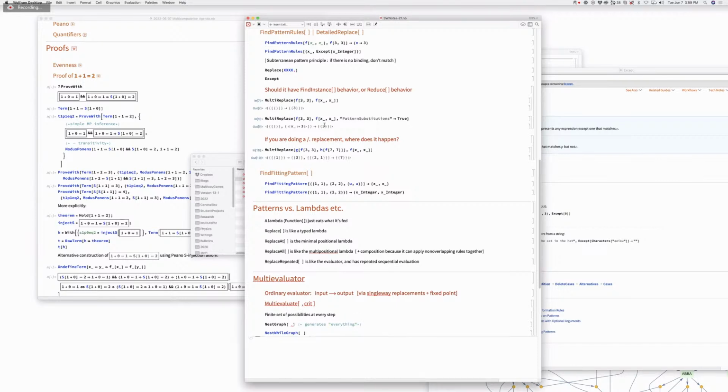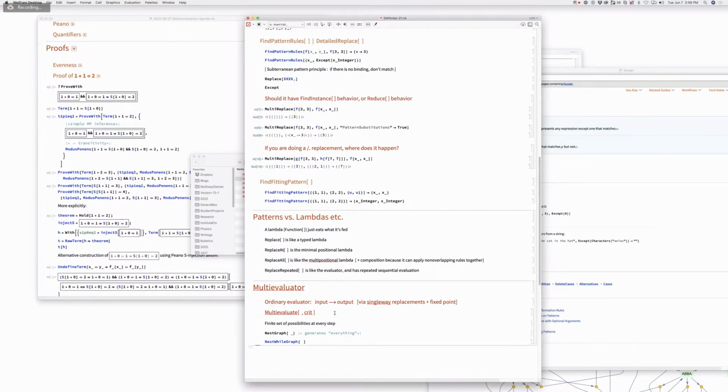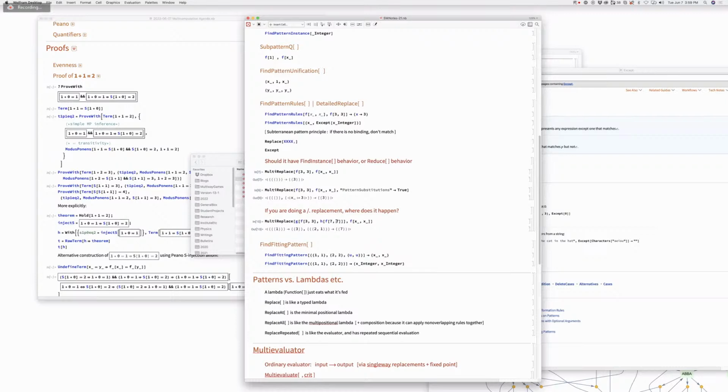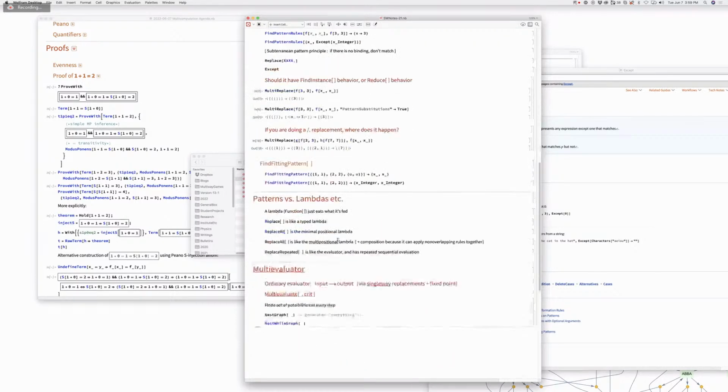We need to get a bunch of these things implemented. Again, we've been through it. We need to get evaluation graph implemented. We need to get these pattern operation things implemented. We need to get multi-evaluate implemented, and a special case.